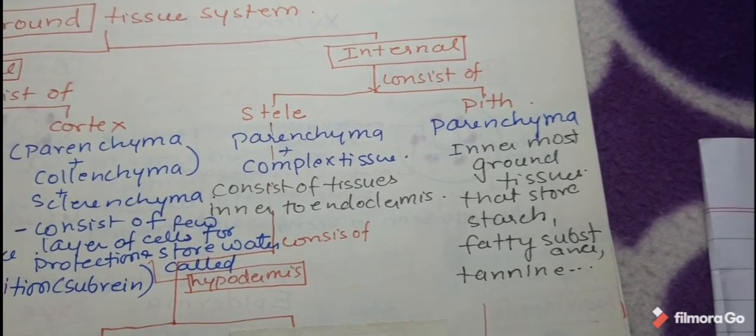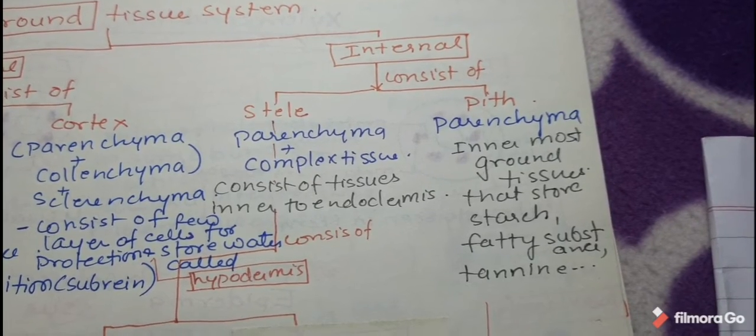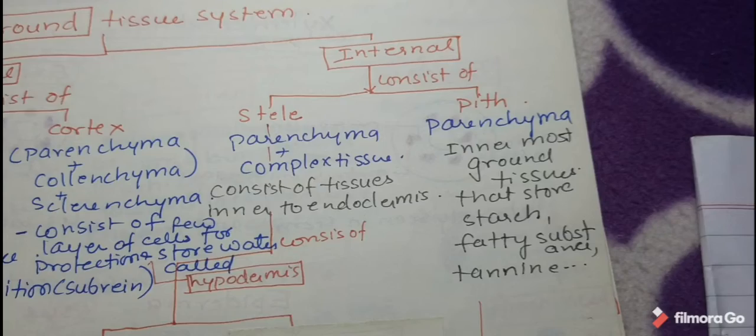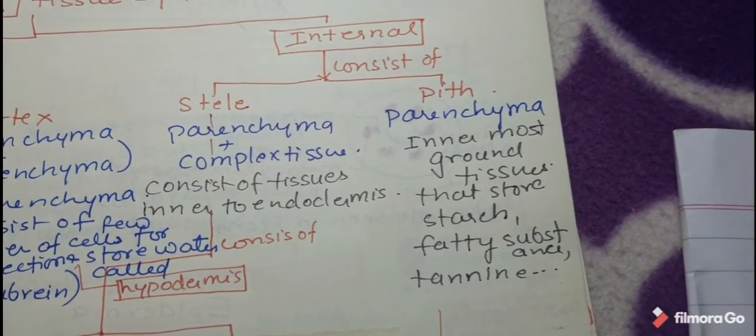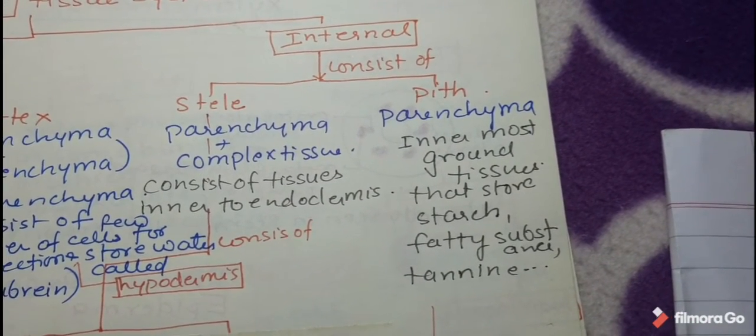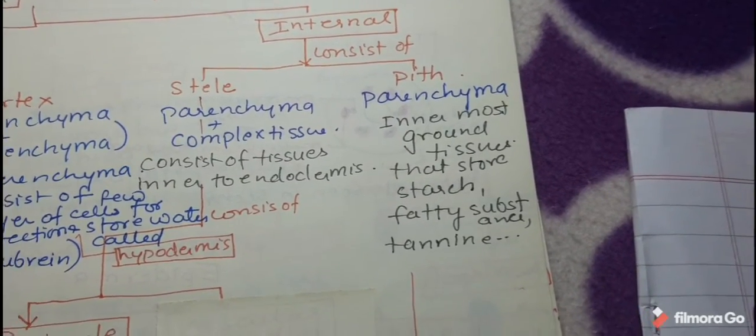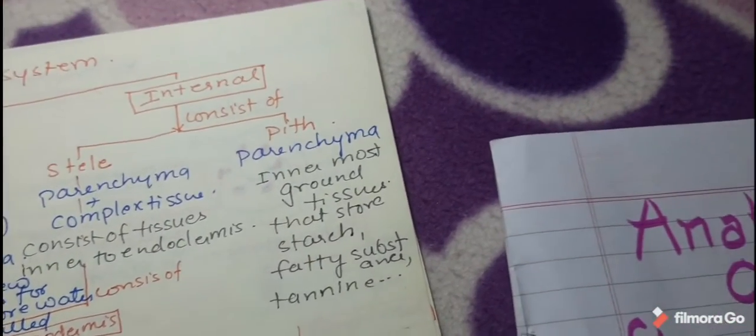Then internal stele, which is made up of parenchyma, and it also consists of complex tissue like xylem and phloem, and consists of tissue inner to the endodermis. Pith, which is again made up of parenchyma and is the innermost ground tissue that stores starch, fatty substances, tannin.